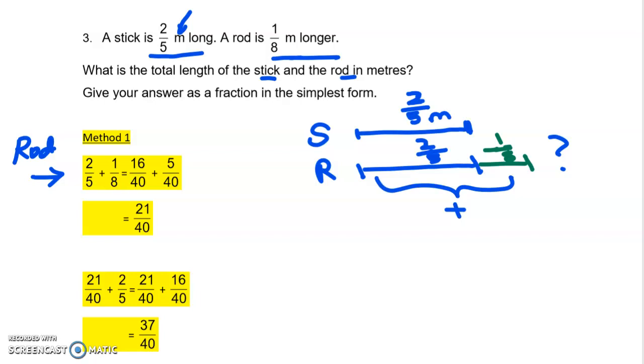So I find the common multiple is 40. So the like fraction will be out of 40. So it will give me a total of 21 out of 40. This is the length of the rod. Okay.